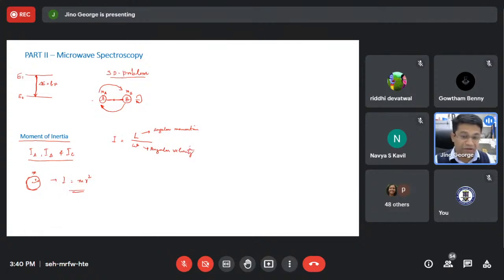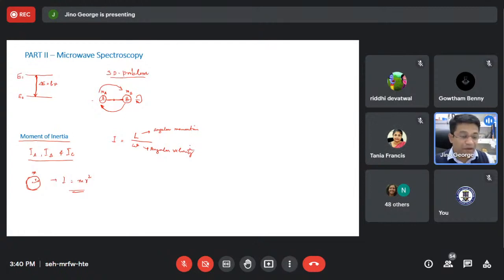You can tell me if you have studied this part, and then I can skip this. It will be easy that I can cover other things. Can one of you tell me whether you have studied moment of inertia? Yes, I is equal to mu R square. Okay, it is there in some of the courses you have studied.